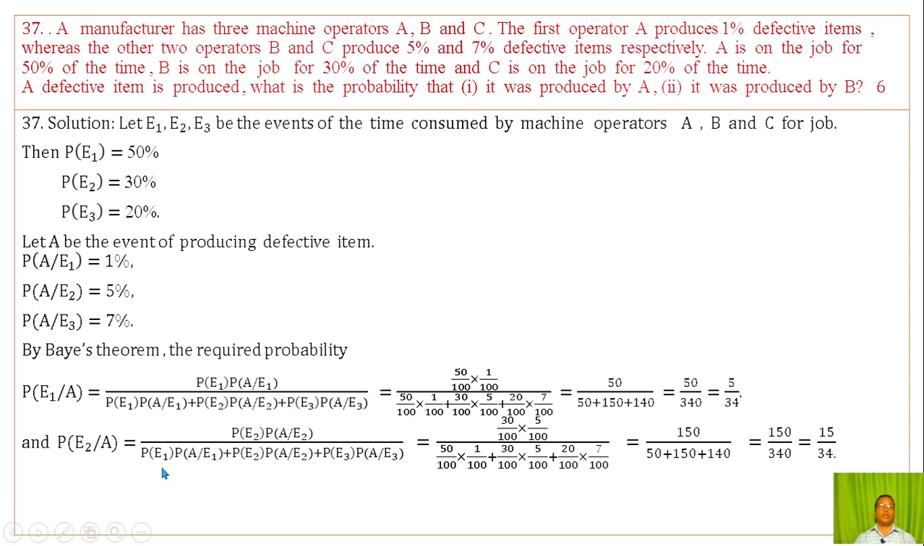For the second case, P of E2 given A is equal to this by Bayes theorem, and putting their respective values and simplifying, we get 15 by 34.